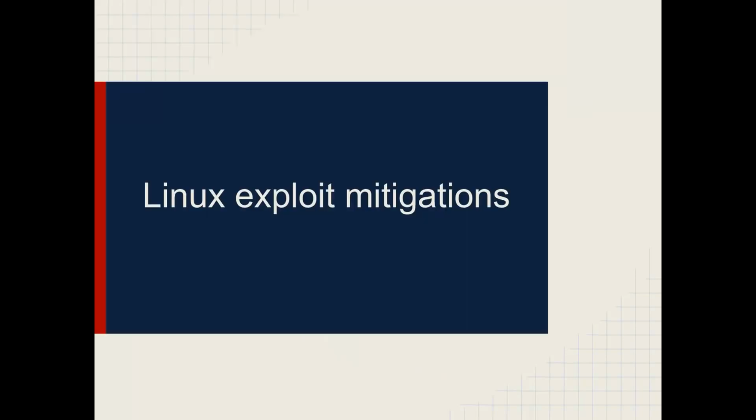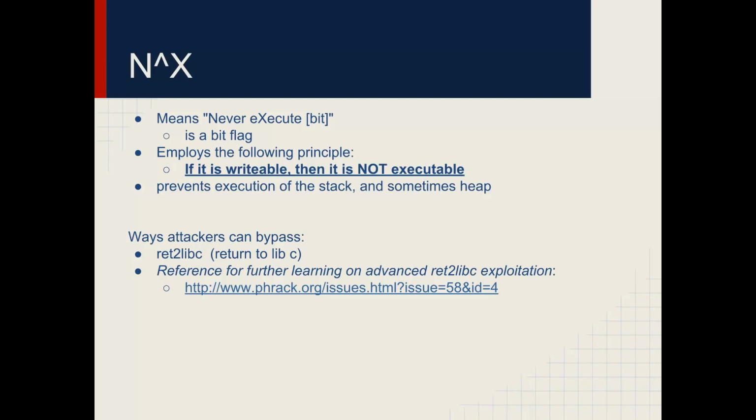So let's talk about Linux exploit mitigations. The first one we're going to talk about is the NX bit. This flag effectively means never execute. It employs the policy that if it is writable, it should not be executable. This prevents execution of any data on the stack, and sometimes the heap, although in C++ and very object-oriented approaches, sometimes the heap may necessarily be executable.